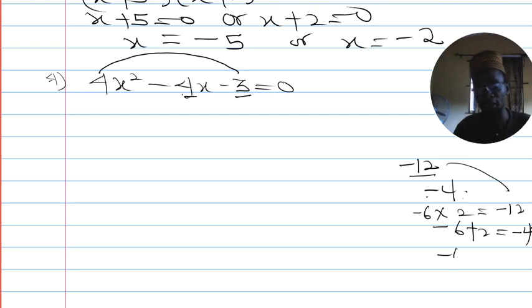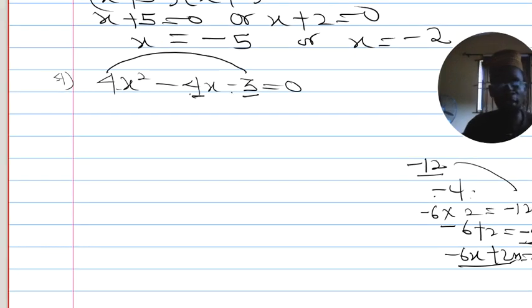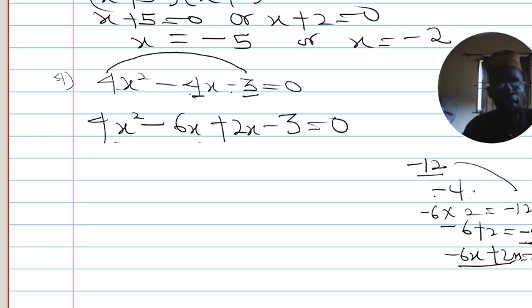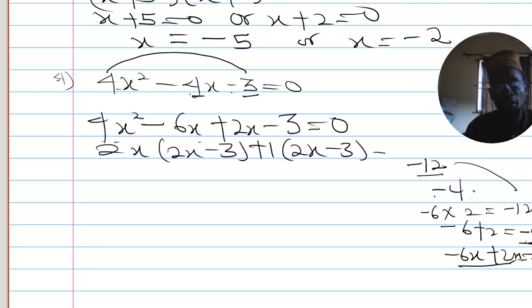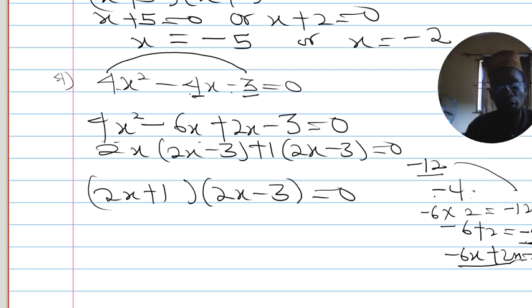Here now I can say -6x plus 2x to give me -4x. Okay, now let me apply this here. We can have 4x squared - 6x + 2x - 3 = 0. Factorize this: 2x common here, take 2x out, 2x - 3. What common here is plus 1, 2x - 3 = 0. (2x + 1)(2x - 3) = 0.